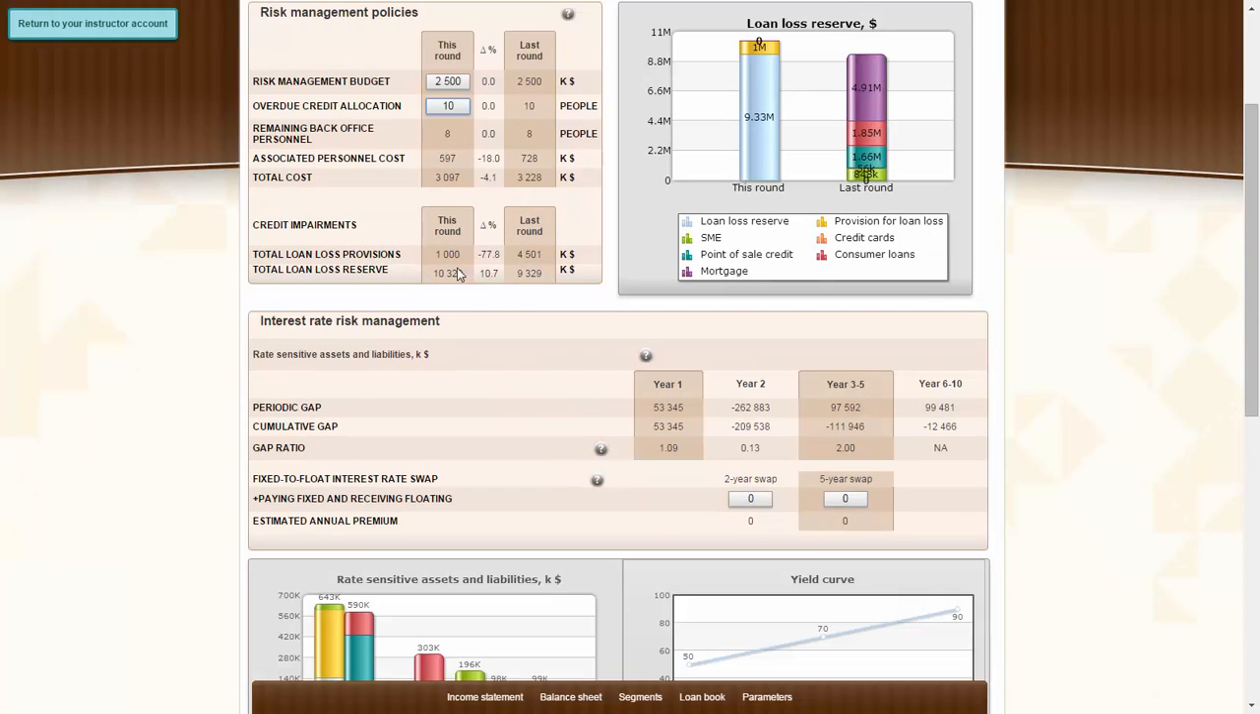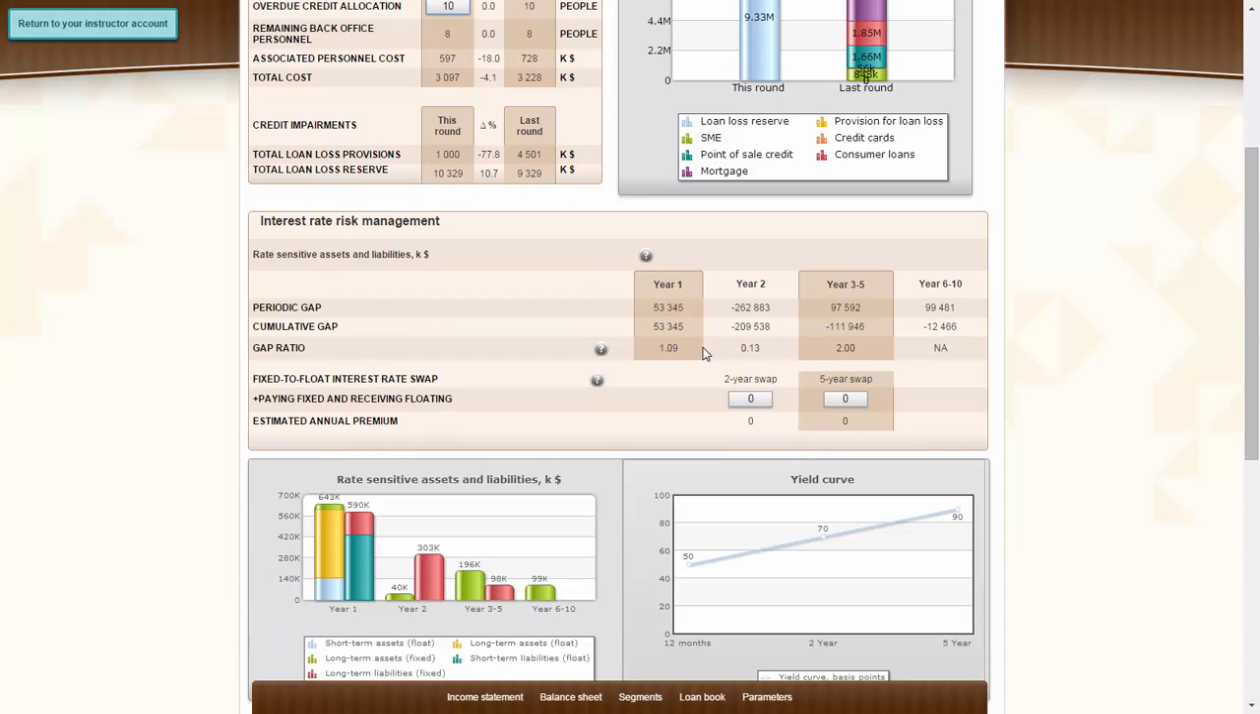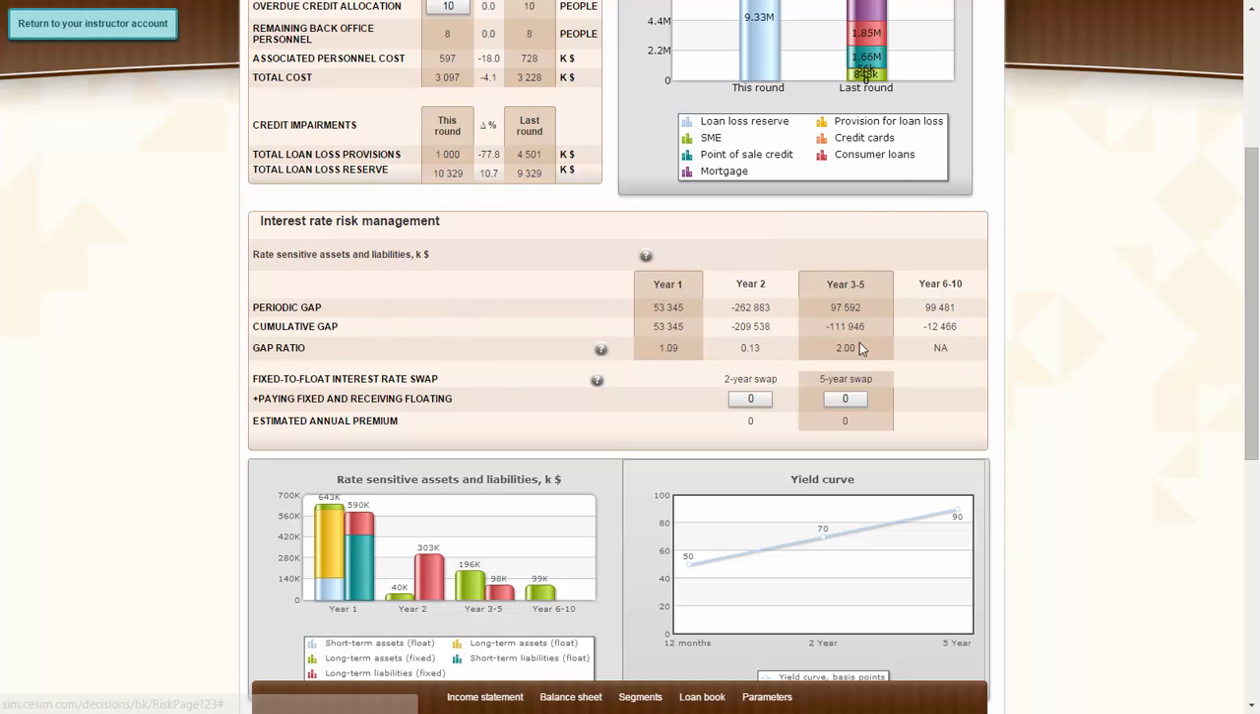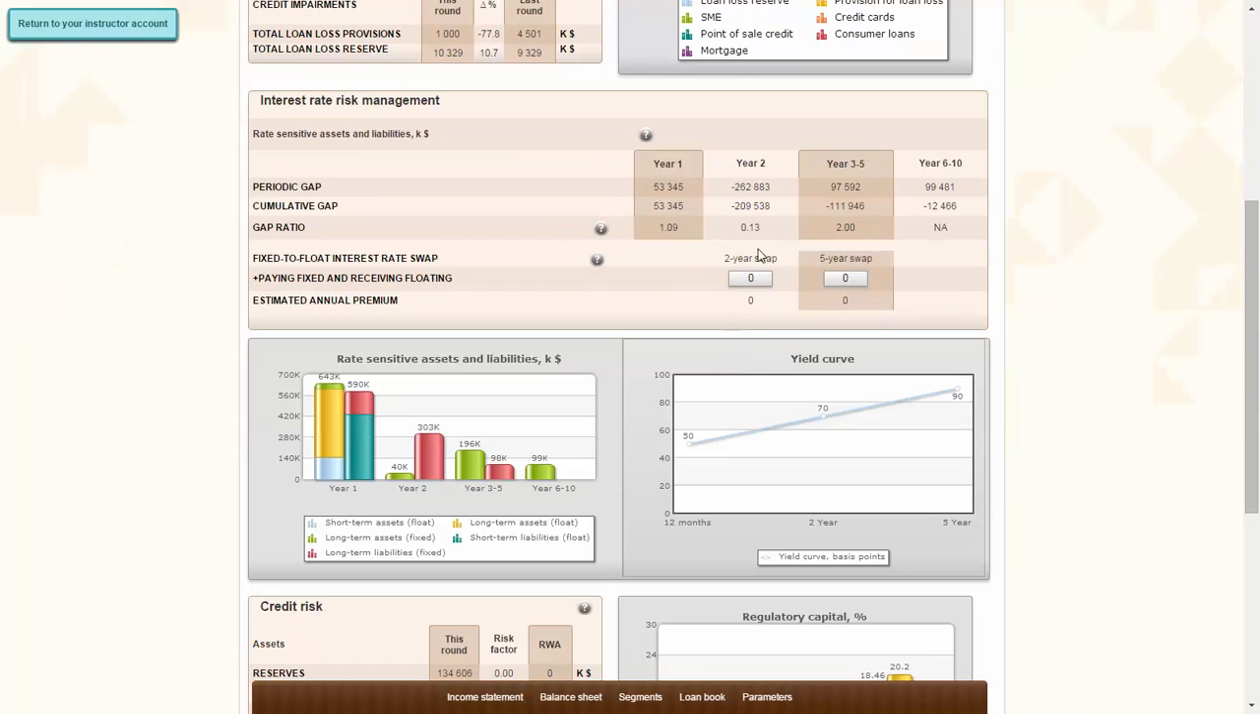And then the next section here is the interest rate risk management, and here we have calculated the gaps between the rate sensitive assets and liabilities, and then you can use these swaps to hedge against the gap between rate sensitive assets and liabilities. And there is this question mark that gives you information about which kind of swaps they are and how they can be used. So this is a hedging element here.